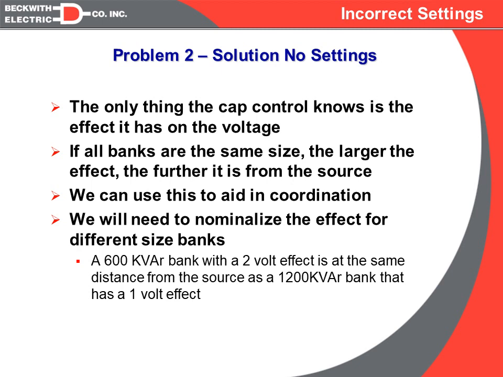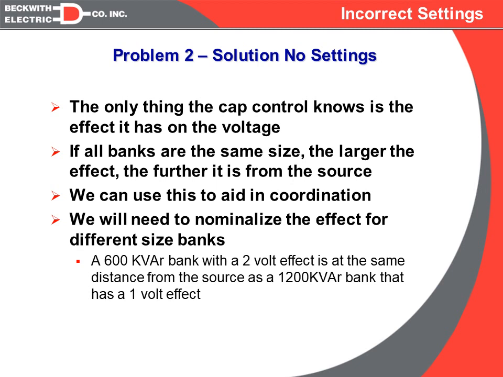Therefore, each cap bank needs to know where it is in the sequence to know when to open and when to close. And it was determined that by looking at the delta voltage, which is the effect that a capacitor bank has on the secondary voltage when it operates, that would tell us its place in the circuit. Because if all cap banks are the same size, then they would all have the same effect on the circuit unless they were located in different places.